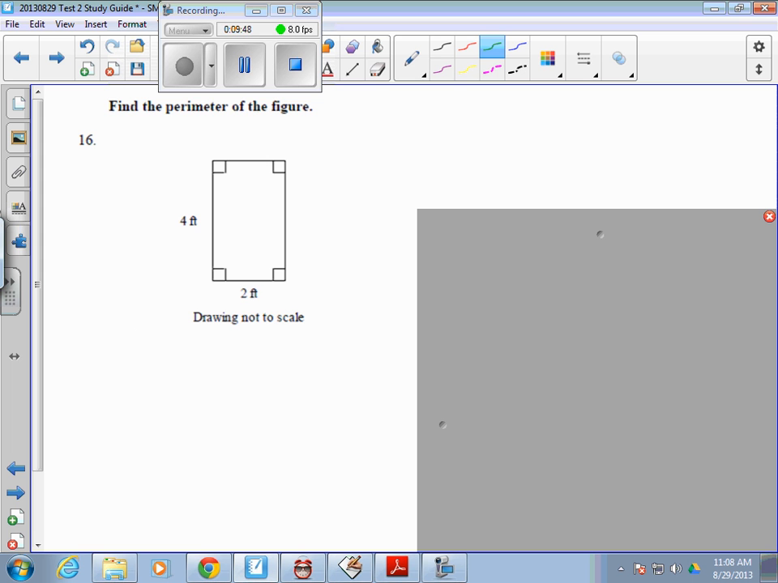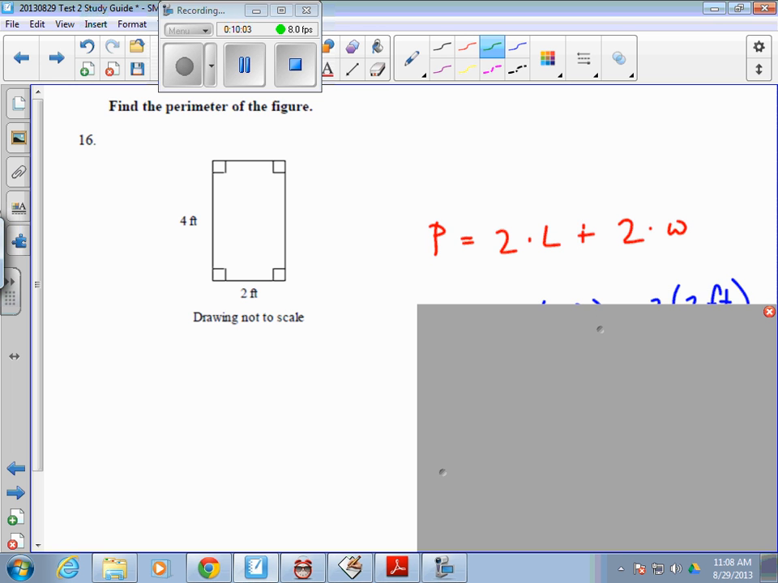Number 16, the perimeter of the figure. Even if you can't remember the formula for perimeter, you know it's the same distance on opposite sides. So 4 feet on the left is the same thing as the right. 2 feet on the bottom is the same thing as the top. If, however, you can remember the formula, it means 2 times the length plus 2 times the width. It doesn't matter which is which, as long as you don't call the same one twice.